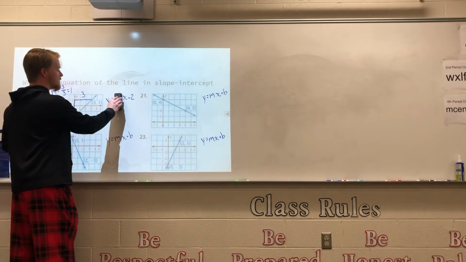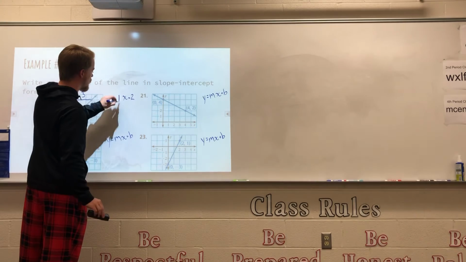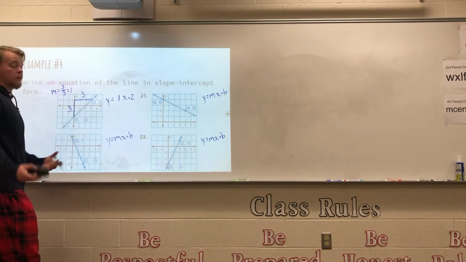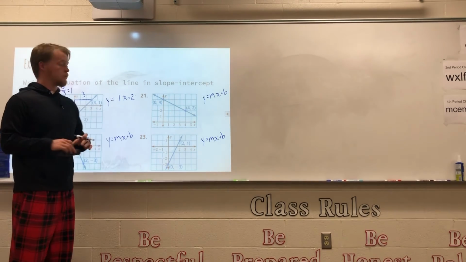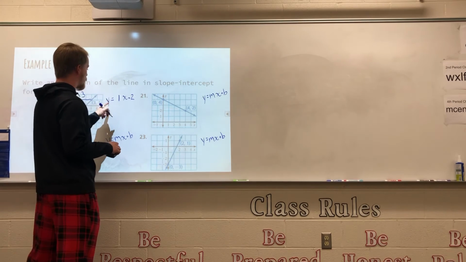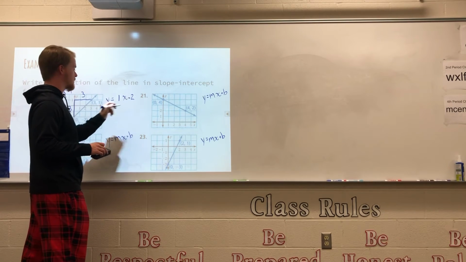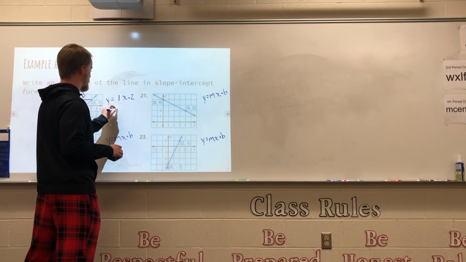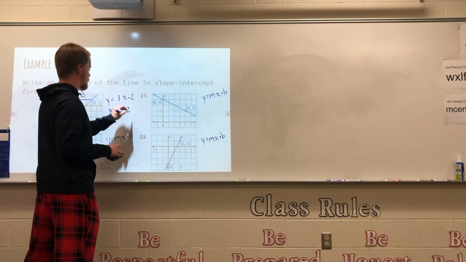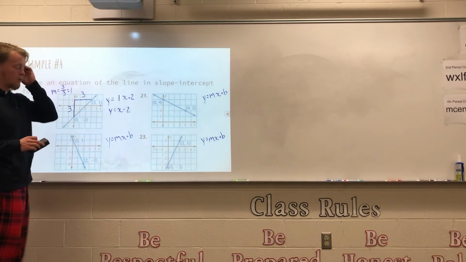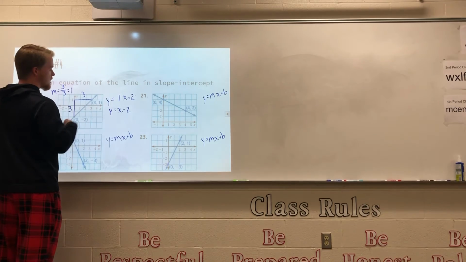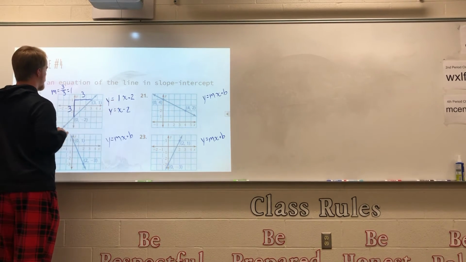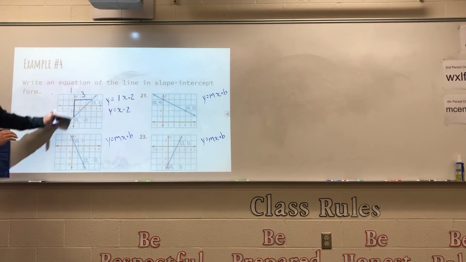So that means in place of m, I'm just going to put 1. And really, you don't have to put 1 if you don't want to. So this could be written in two different ways. It could be y equals 1x minus 2, or just y equals x minus 2. Because remember, if it's a 1, it's invisible and can just be written like this. Either of these would be acceptable for this. All right, let's look at the second one.